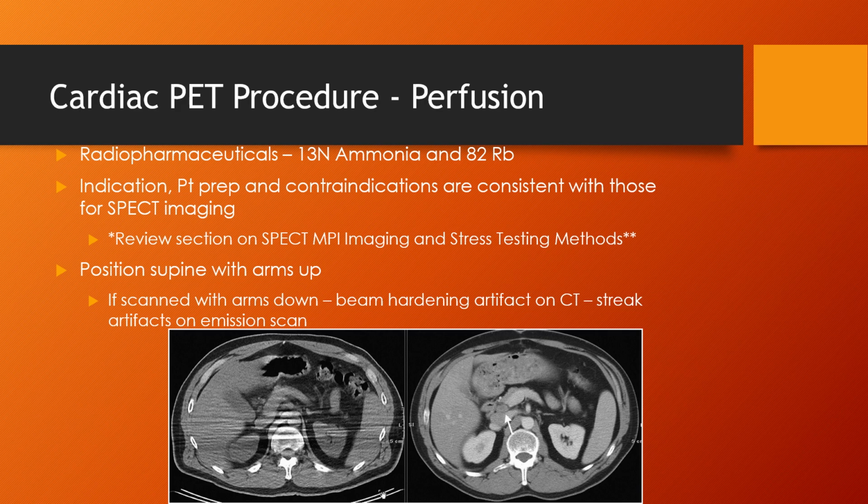And then you want to position the patient supine with their arms up above their head. If scanned with arms down, you will get a beam hardening artifact from the CT, and this will look like streak artifacts on the emission scan that will be populated into the PET. And down here below, I have an example of the beam hardening artifact that you would see.